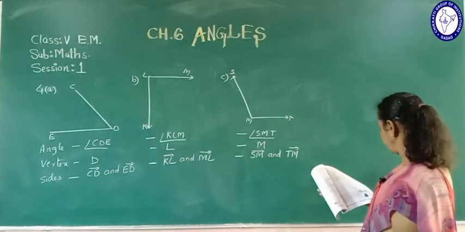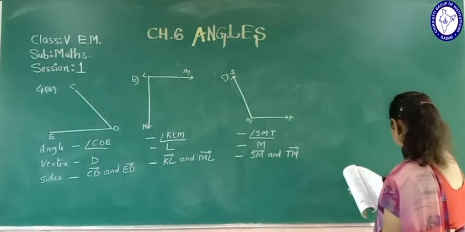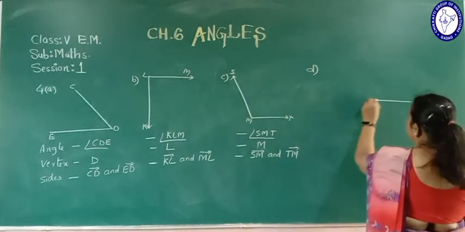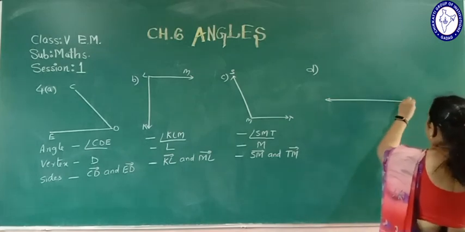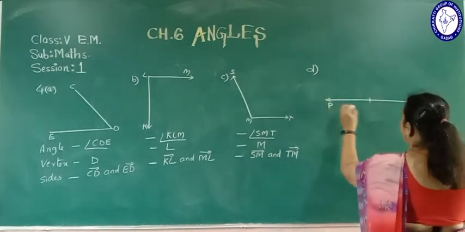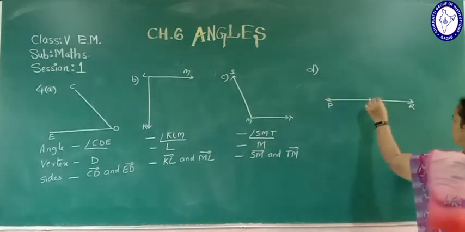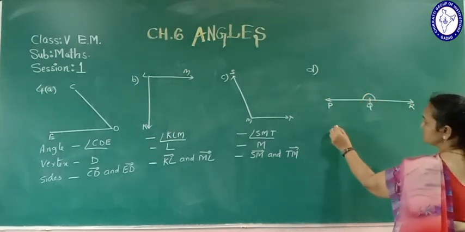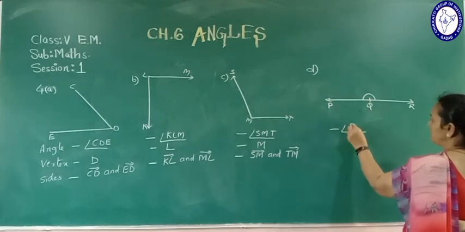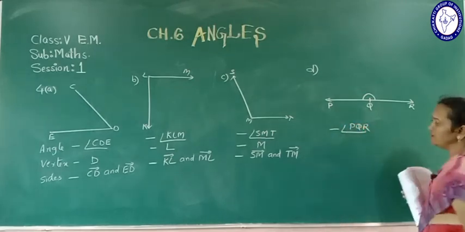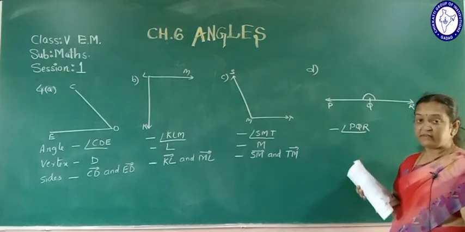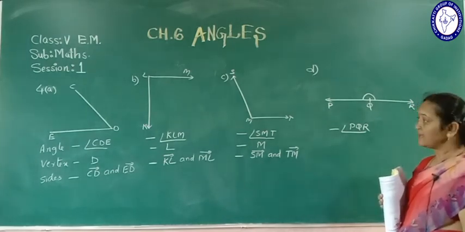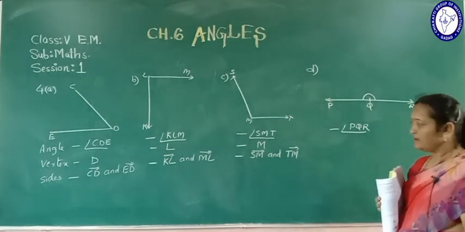Then the fourth figure. Here one straight line is given, where we find P, Q, R, and here the angle is marked. So this is angle PQR. When we learn types of angles, there we will learn it is a straight angle, which equals 180 degrees. That again we will learn, how to measure the angles.